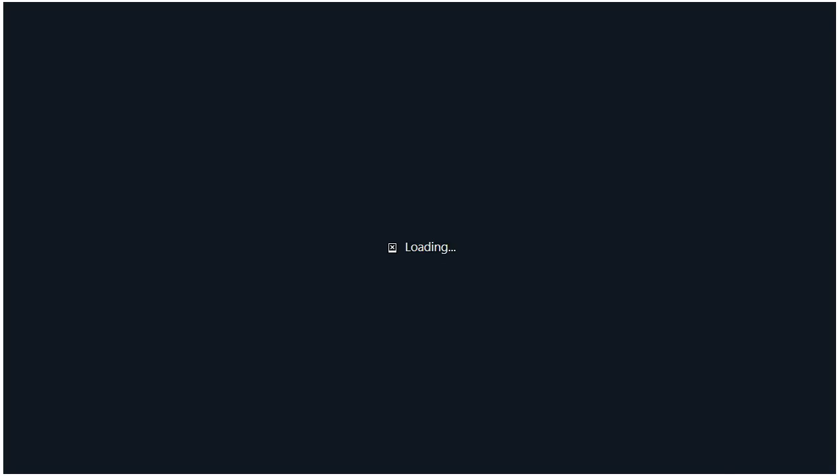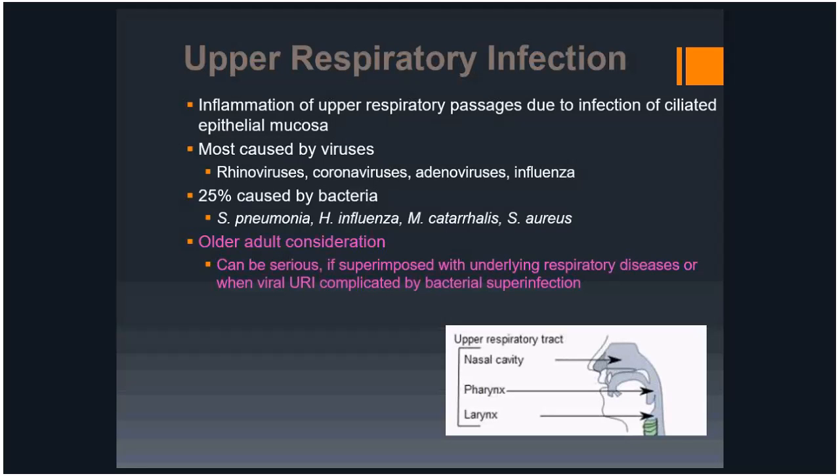This is Dr. Chris Robertson providing an overview of upper respiratory infection. This is inflammation of the upper respiratory passages, which is distinguished from the lower respiratory airway, and is due to infection of the mucosa, mostly caused by viruses.